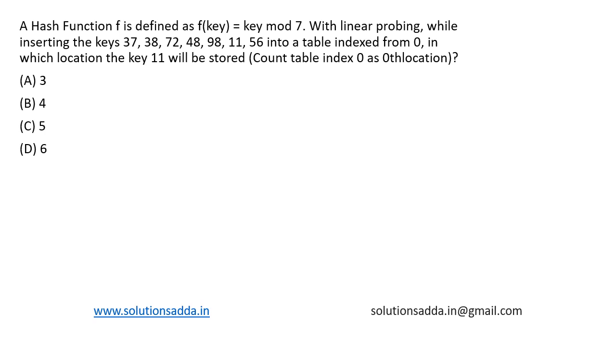This is a question from data structures. A hash function f is defined as f of key is equal to key mod 7 with linear probing. While inserting keys 37, 38, 72, 48, 98, 11, 56 into a table indexed from 0, in which location the key 11 will be stored. So the 0th location would be indexed as 0. So the hash function is f of k is equal to k mod 7 and linear probing is used. So let's first draw the table.